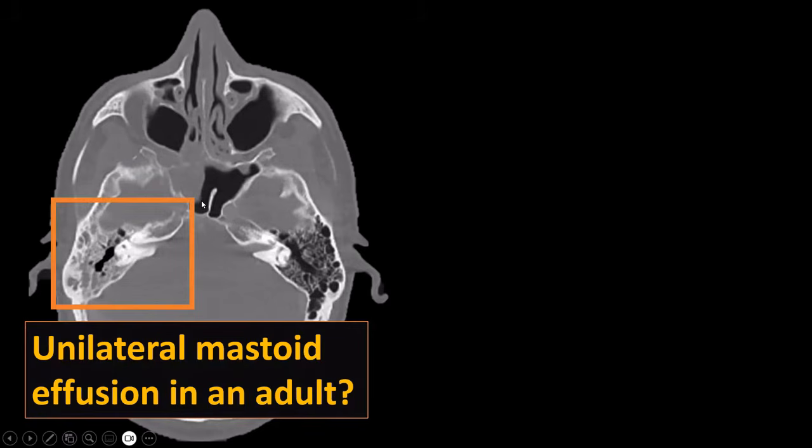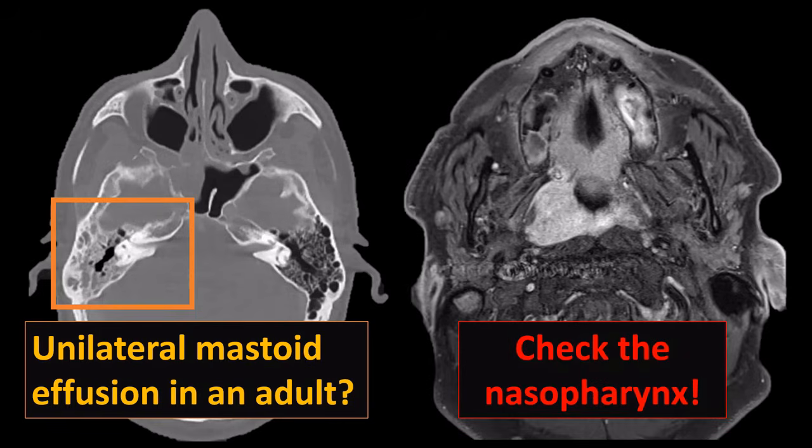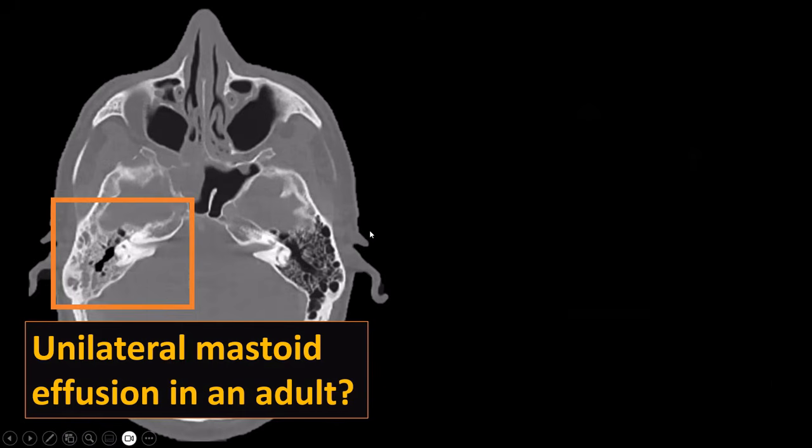If you see a unilateral mastoid effusion in an adult, take-home message, always check the nasopharynx, because we now know that the middle ear and the mastoid air cells get drained by the Eustachian tube, and the orifice is in the nasopharynx. So if you get a tumor there that obstructs the Eustachian tube orifice, then you will get a unilateral mastoid effusion and/or opacification. So check the nasopharynx, and on this actual T1 weighted image with FATSAT and gadolinium, we see a large tumor located on the right side of the nasopharynx.